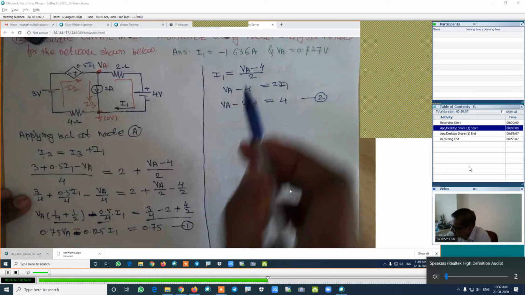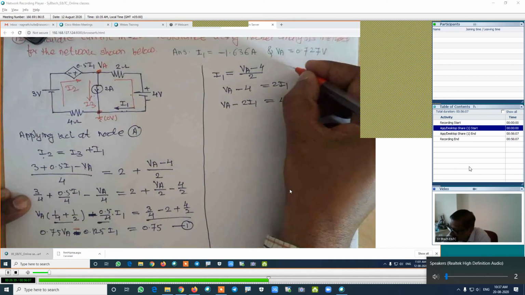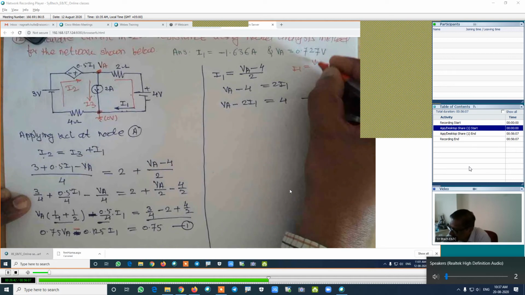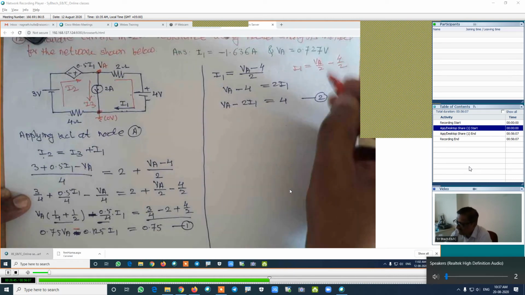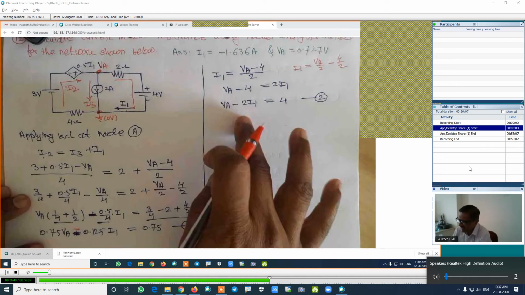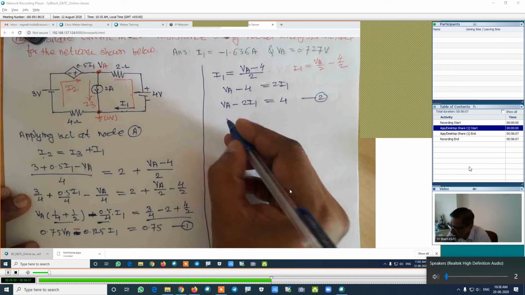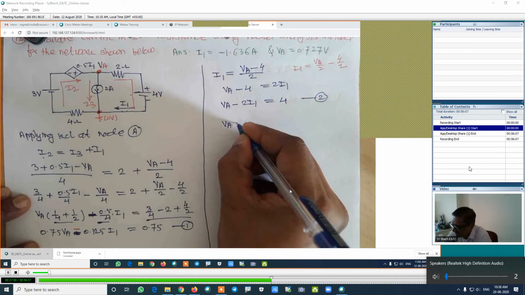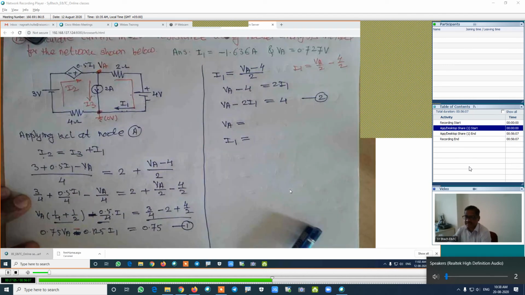Otherwise, आप इसको ऐसा भी simplify कर सकते हो. कैसे? This I1 is equal to VA by 2 minus 4 by 2. इससे भी simplify करेंगे तो वही equation आएगा. Is it right? And the equation will be something like this. Now, we have 2 equations and 2 unknowns, this is equation number 1 and this is equation number 2. Solve these 2 equations simultaneously and find out the values of the potential VA and I1.